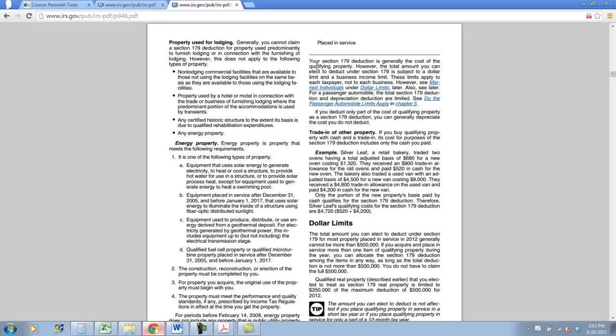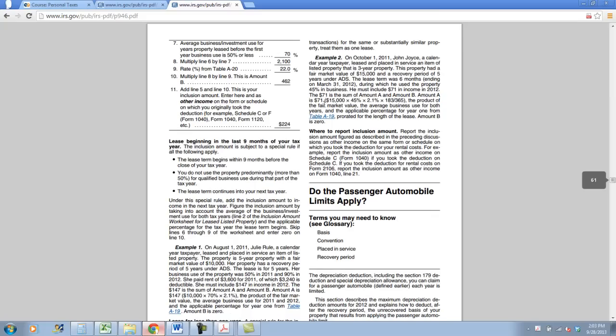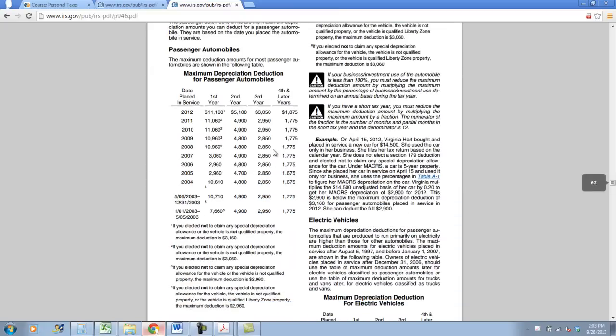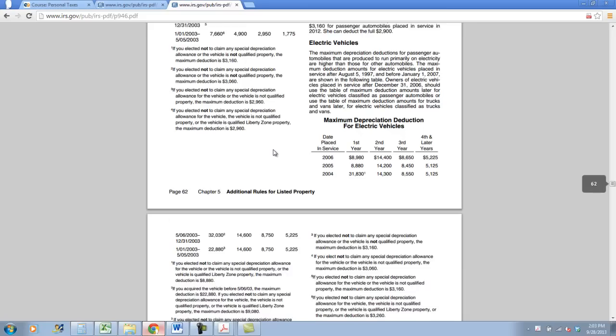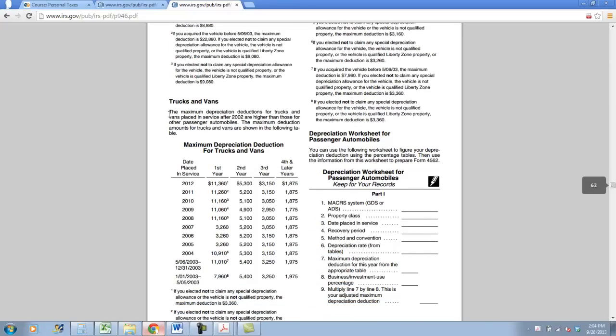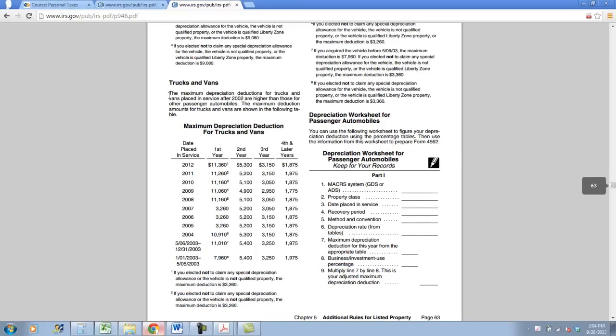Your section 179 is generally the cost of the qualifying property. However, you can elect to deduct this under 179 subject to the dollar limits. So we are not looking for dollar limits. Also, there is something for passenger automobile limit. So let's click and see if that applies. And this is not a passenger automobile. It's a truck. So we're going to scroll down and go to the 2012 trucks and vans.